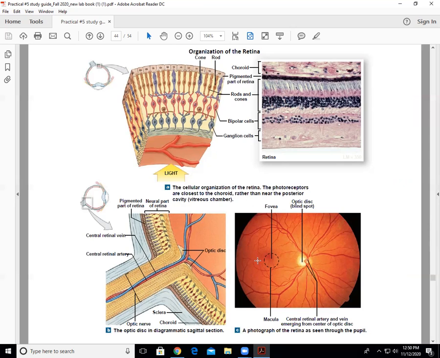Here's a good view of the macula. The center of that is your fovea. That's where light focuses. Here's your optic disc. That's your blind spot. And you can see the central artery and vein emerging from the center of the optic disc.